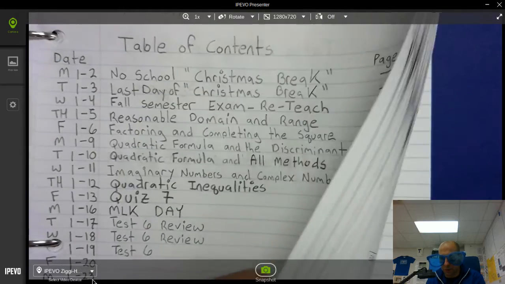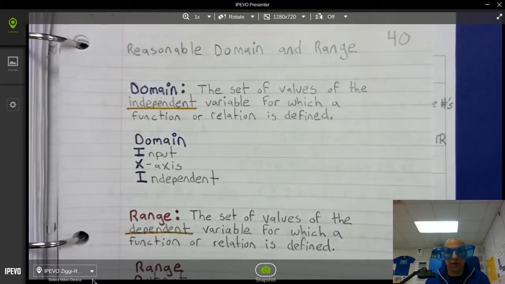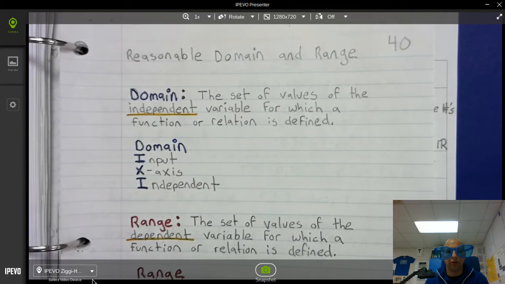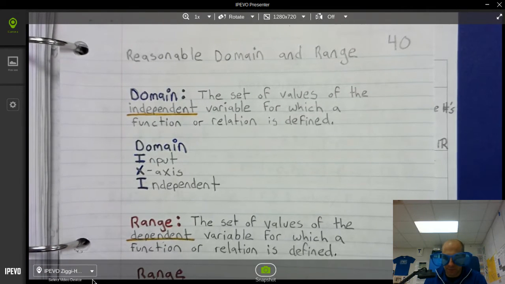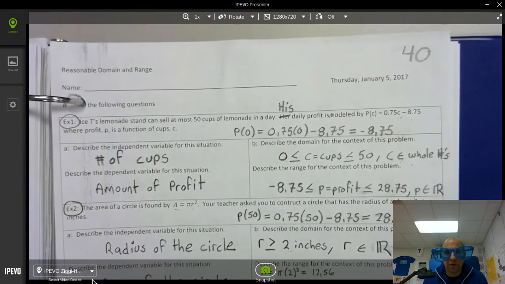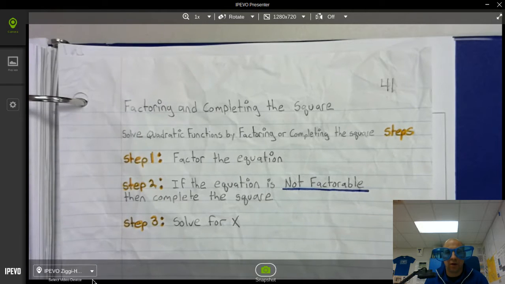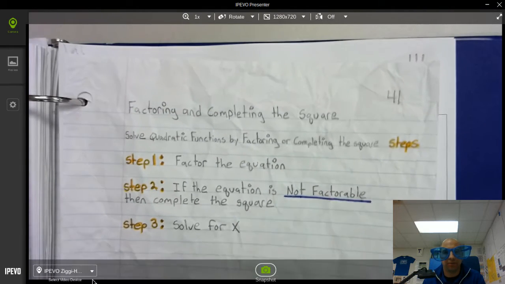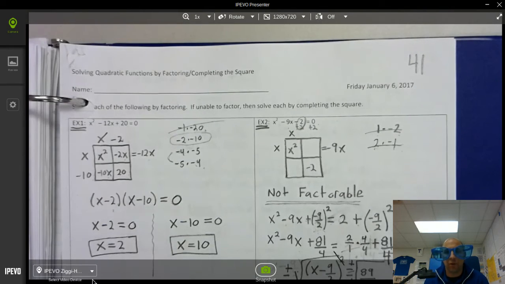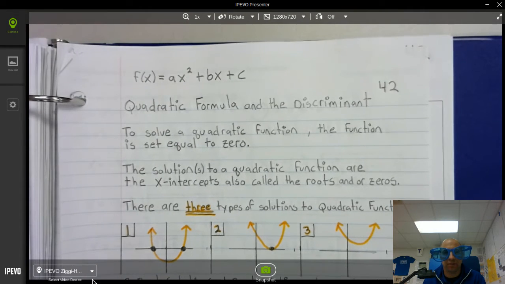So let's go to page 40. All right. So here is your first page. So that's this. If we do the count, that's one page. Two pages. Three pages. Four pages. Five pages.